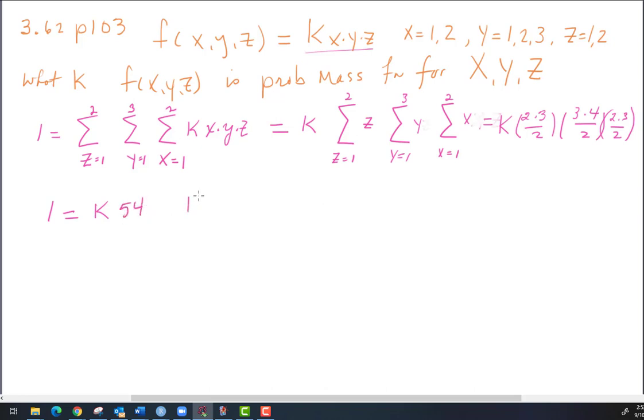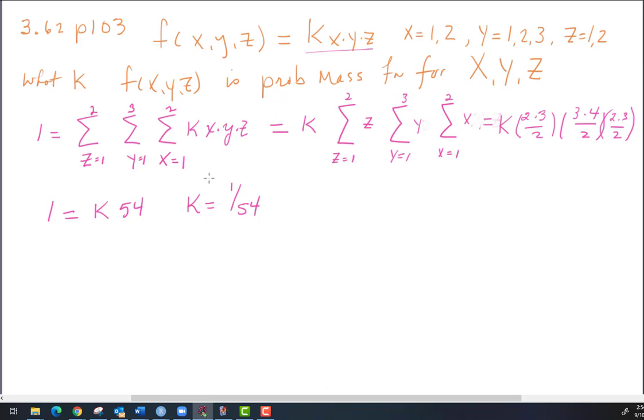54k, or k is equal to 1 over 54. So we'd have to let k be 1 over 54 in this definition of the function, and then we would have a proper joint probability mass function for x and y and z.